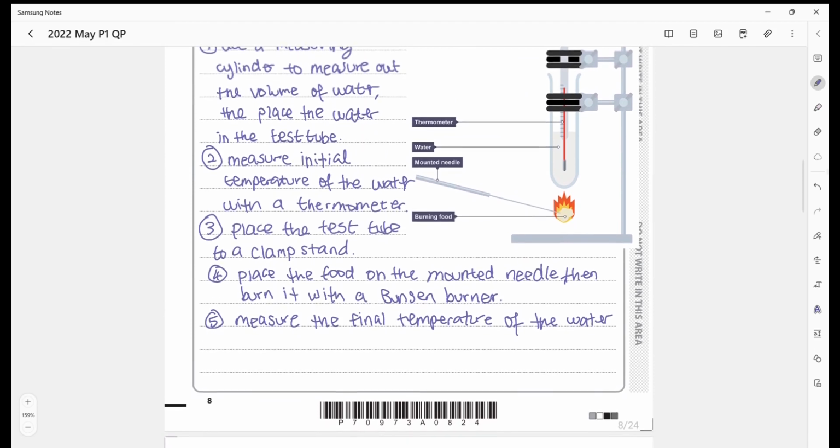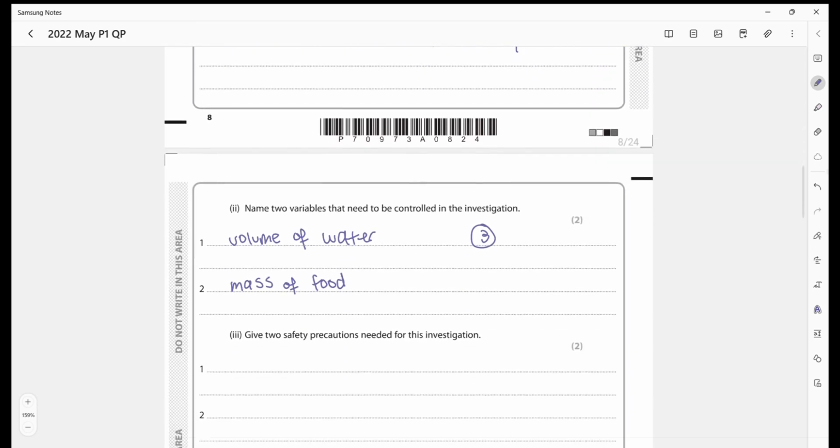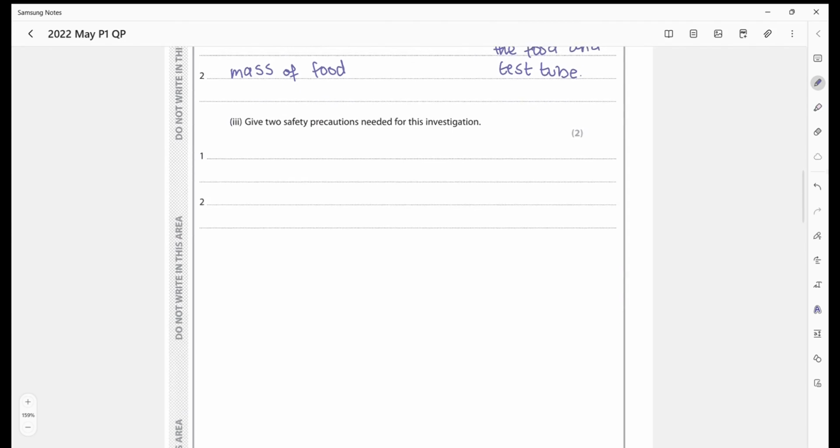Another thing, so I'm just going to write 3 here. Another thing is you want to ensure that the distance between the test tube and the food stays the same throughout your entire investigation. So you want to have the distance be fixed. So the distance between, okay, make sure to not write beyond this line, between the food and test tube.